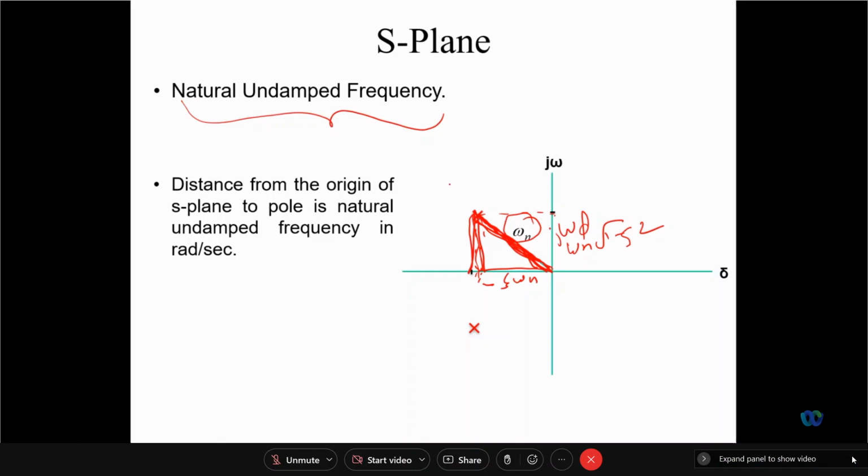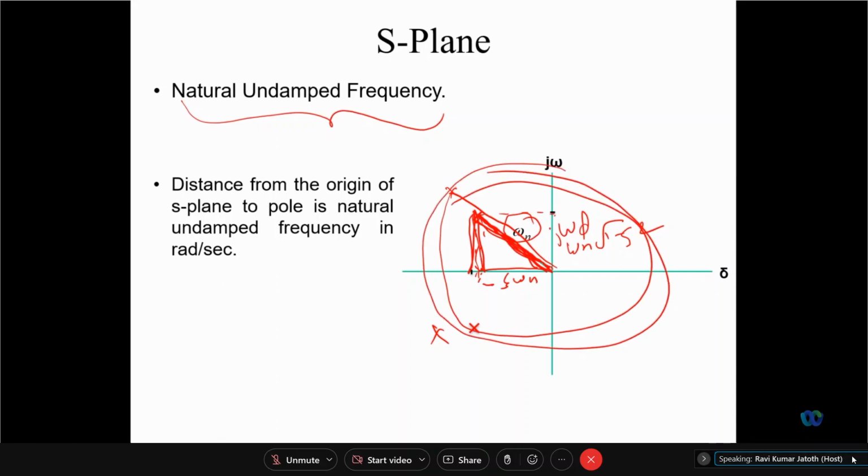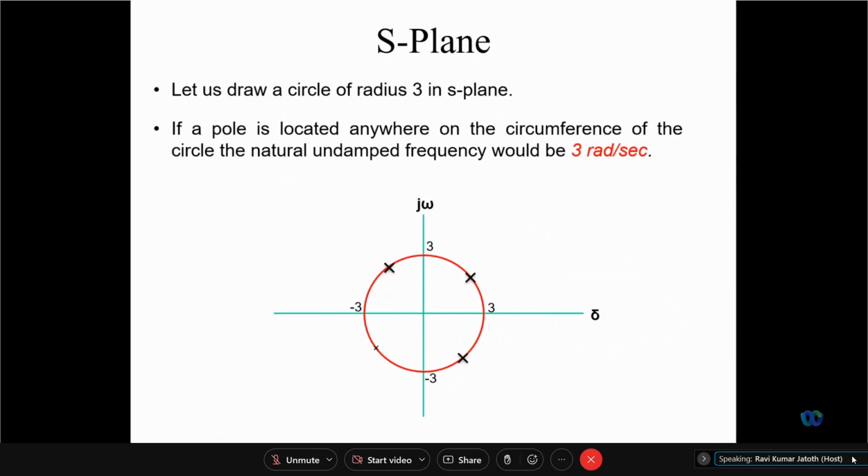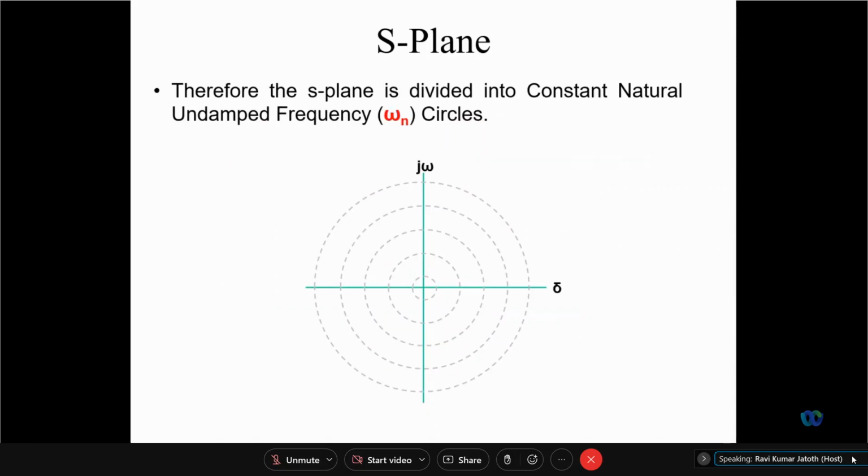Okay. So if the poles are like this, then omega n is this. We call the circles omega n circles. If omega n is changing, so this is with 3 radians per second, let us draw a circle of radius 3 in the S plane. So like that, the S plane is divided into constant natural undamped frequency circles. Is this all right now?